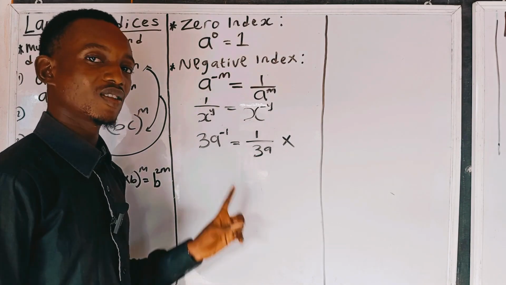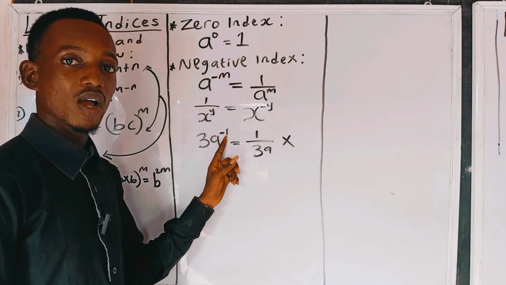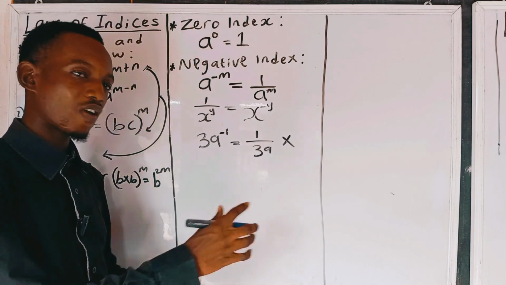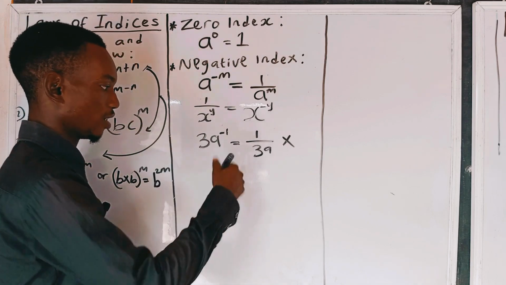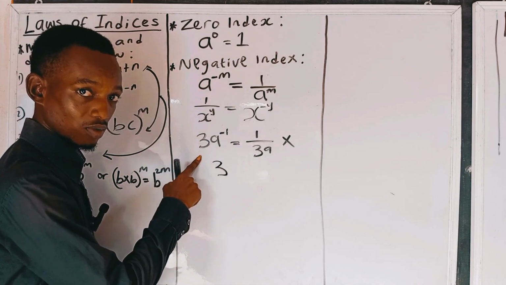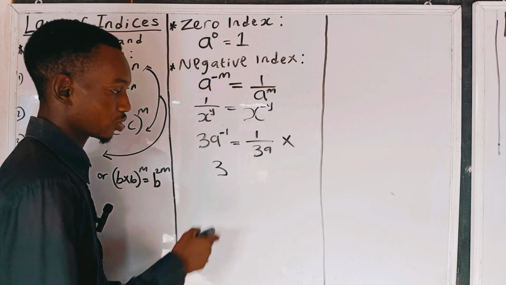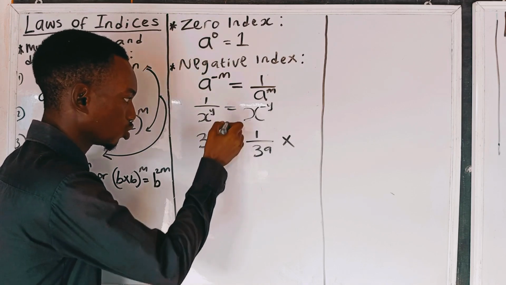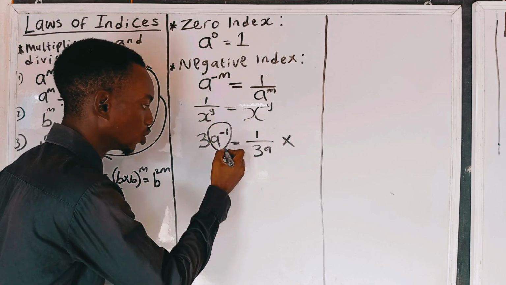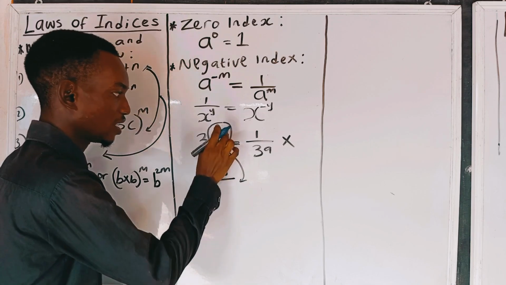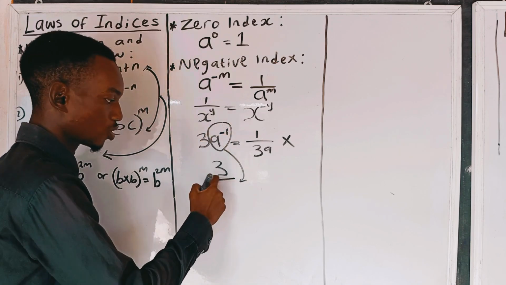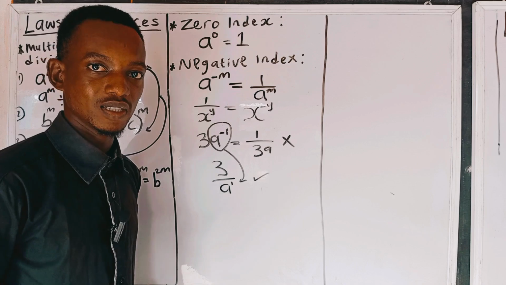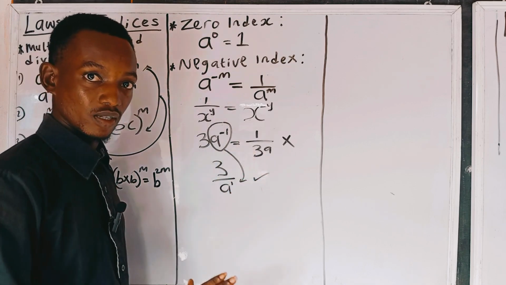The reason why this is very, very wrong is because this power belongs to a alone. It's affecting only a. So that means the fraction is going to be just a. This 3, because it does not have a negative power, does not convert to a fraction. Only this has a negative power, so just this alone becomes the fraction. Don't forget this minus becomes 1 over a to the power of 1. This is the correct way of evaluating it. Are you following? This is the correct way, no mistake.